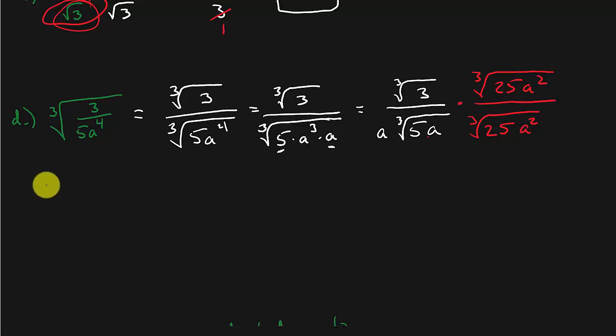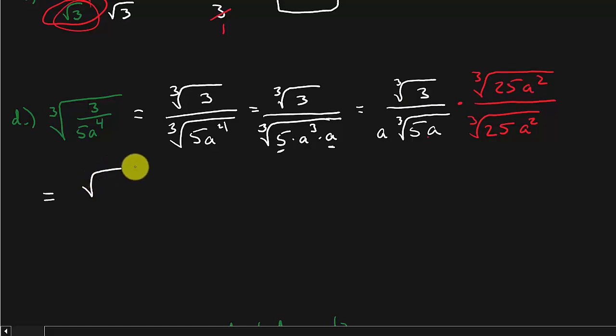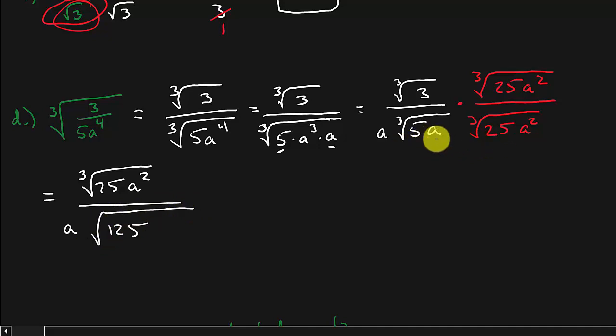So now let's write all this out. If I multiply these two, that's going to give me the cube root of 75 a squared over the cube root of 5 times 120. Oh, I'm sorry. Hang on. I left that a off. See, I'm writing this a down. Now let's multiply them. 5 times 25 is 125. A times a squared is a cubed, and that's the cube root.